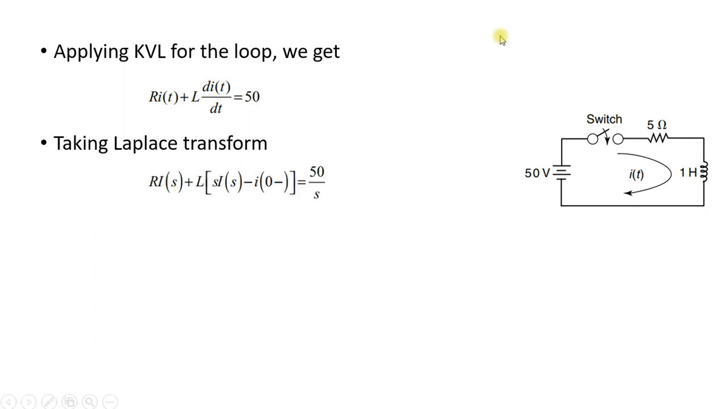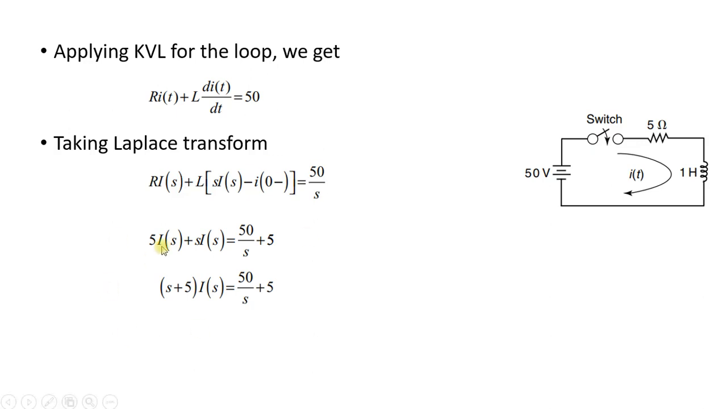Here the Laplace transform of this equation looks like this. Here I(0) is nothing but the initial current. In the problem the initial current is given as 5 ampere, so substitute the values. Here R is 5 ohm and L is 1 Henry. Multiplying L into I(0) gives 1 into 5. Therefore this 5 moves to the RHS and it becomes 50 by s plus 5. Now take I(s) outside, which gives (s plus 5) into I(s) equals 50 divided by s plus 5.